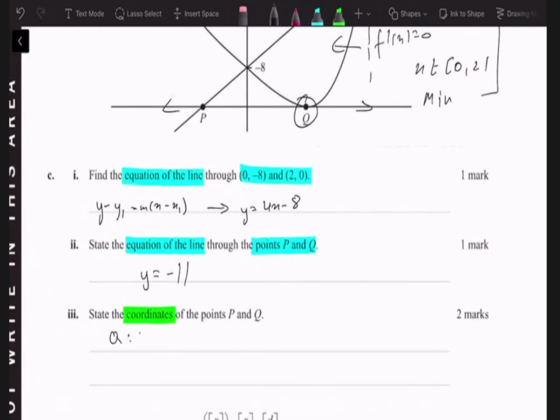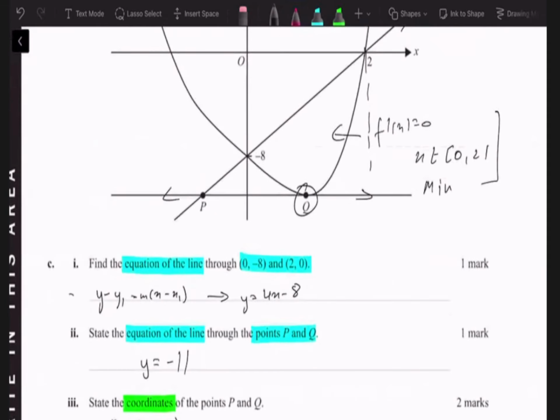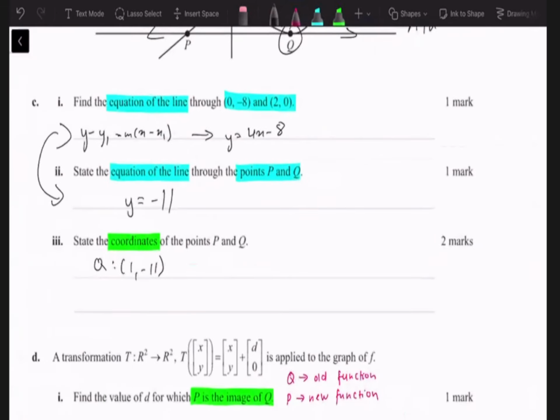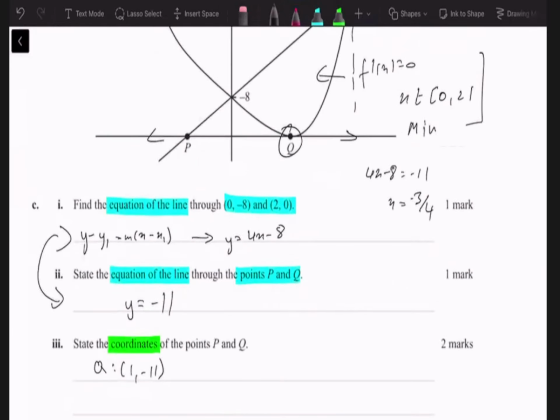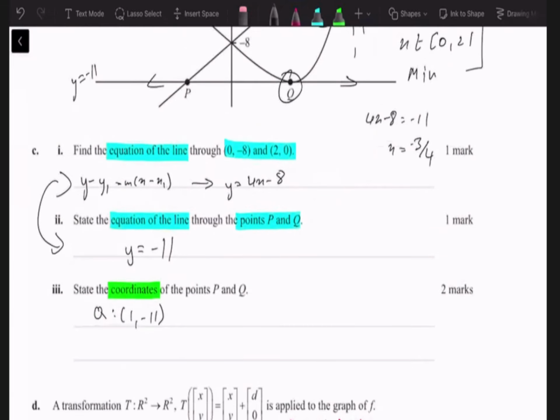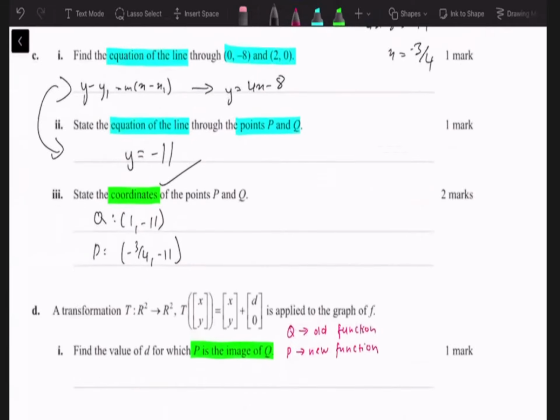So Q is (1, -11). But you also know P is the point at which these two lines intersect. So you can just solve 4x - 8 = -11, and you should get x is -3/4. So you have your x value, and P is on the line y = -11, so you don't have to solve for your y value because you already know what it is. So P is (-3/4, -11). And always make sure to answer the question again. So state the coordinates, don't just put the x values.